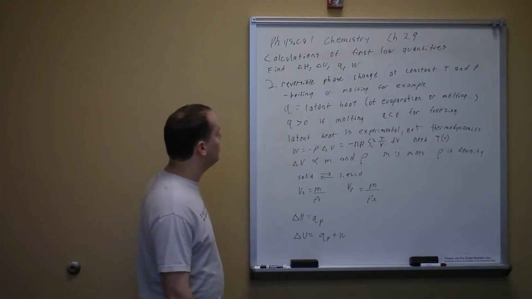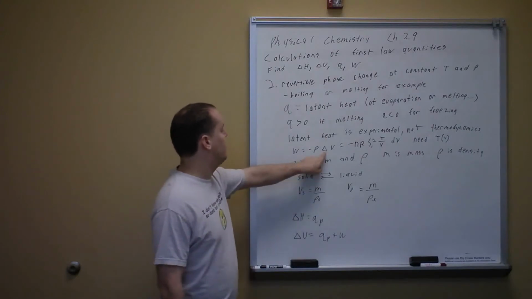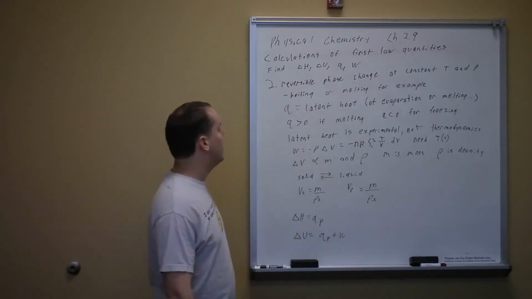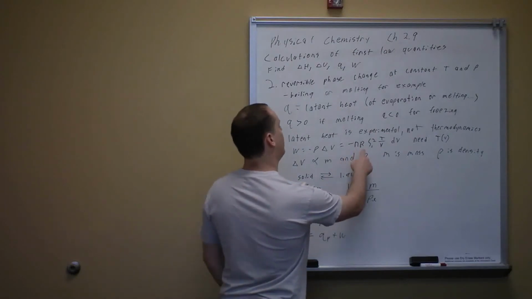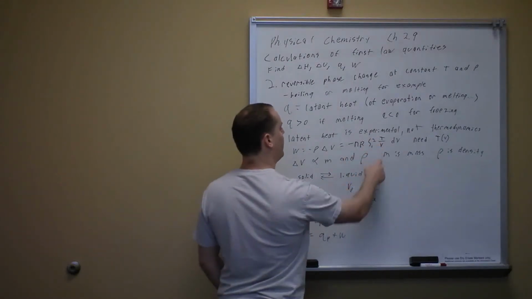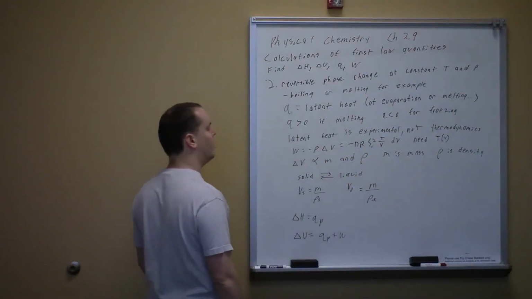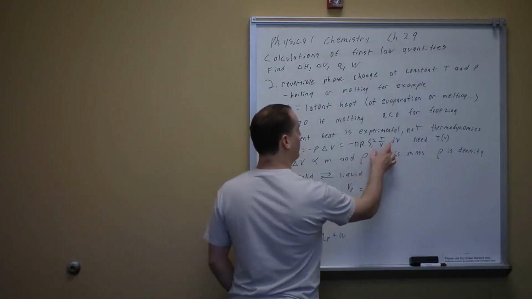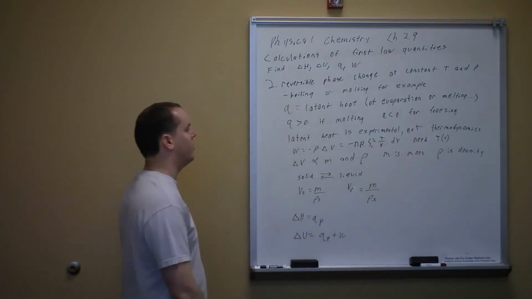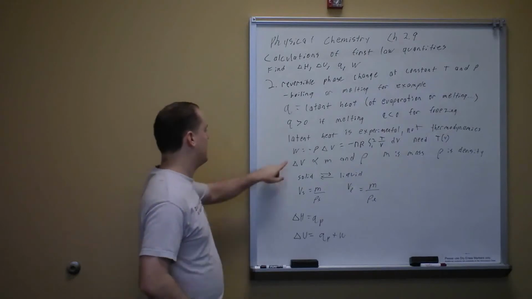Now work is going to be equal to just minus P delta V, since it's at constant pressure. And that's also going to be equal to minus nR times the integral of T over V with respect to volume. But to evaluate this integral, we would need temperature as a function of volume.